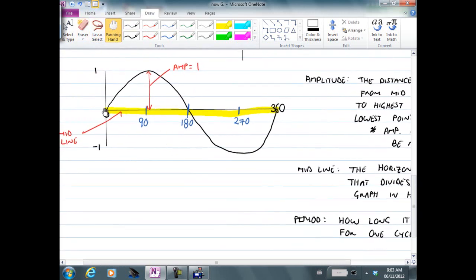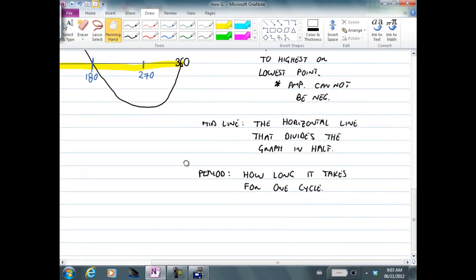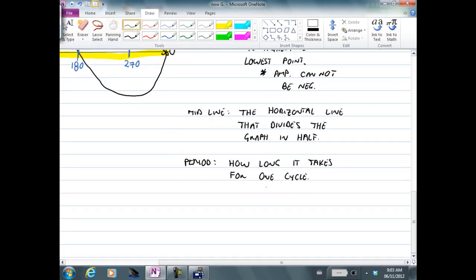I start here, I end here. So therefore, it's going to be 360. See? I start here, I end here. That's one cycle, because my graph keeps on going. Because I start here, I end here, right? So the length is 360. So my period, in this case, is... Nope. I'm going to show you why in a second.